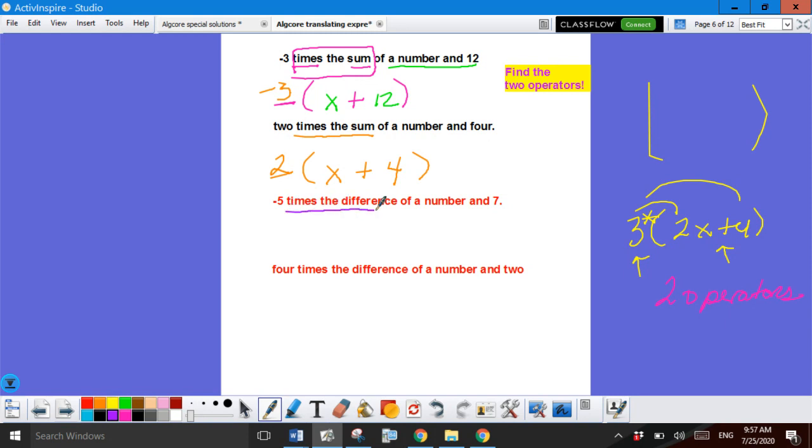Okay, now this one changed. What do I see right here that's different? I see the word difference. I know difference means subtraction. So instead of having an addition in the center, I have a subtraction. The difference of a number and 7. Again, order matters. So the number is going to go first, then the 7, then negative 5 is the multiplier. See what you can do with the last one.